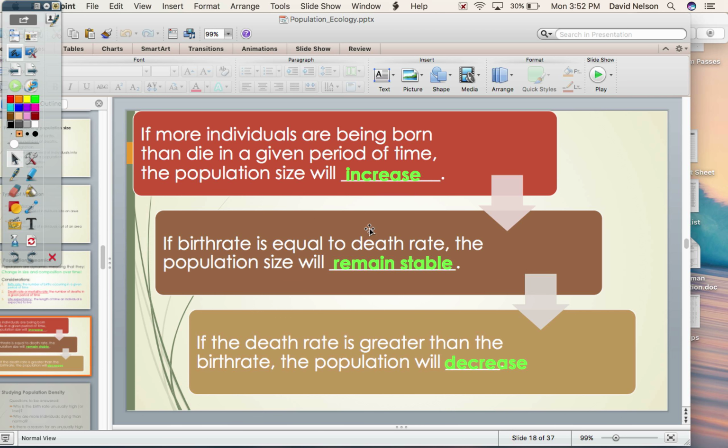So these are some pretty logical statements. But if we have more individuals being born than we have that are dying in a given period of time, we know that the population size should increase when we have more being born than dying. If the birth rate is equal to the death rate, then the population size should stay the same. If the death rate is greater than the birth rate, then we have more dying than we have being born, then our population will decrease in size.